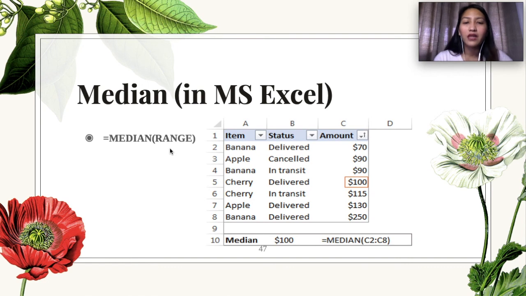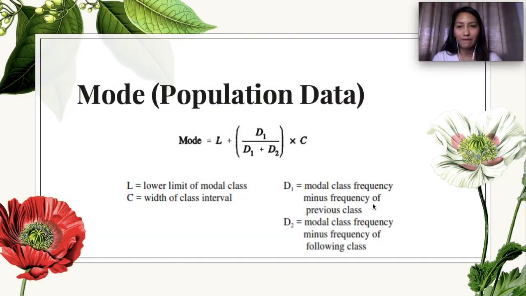Sa Excel naman, ang ginagamit mo na formula ay median. Median, tapos kunin mo yung kanyang range. So, the median for this data ay 100. So, kita naman natin, di ba? 70, 90, 90, naka-arrange na siya. Sa pinakang gitna niya is 100. O, diba? Mabilis lang sa Excel.